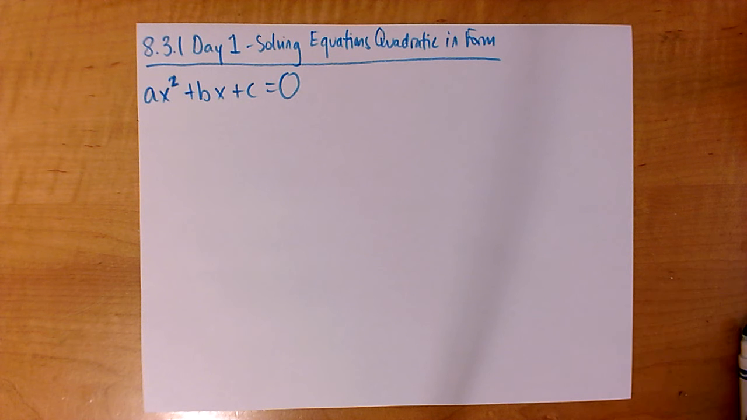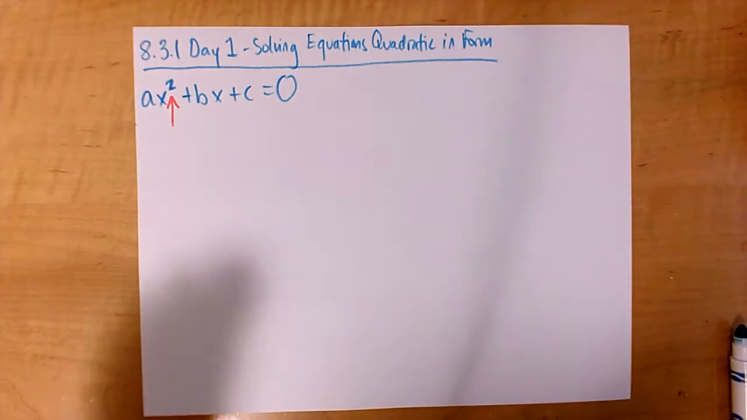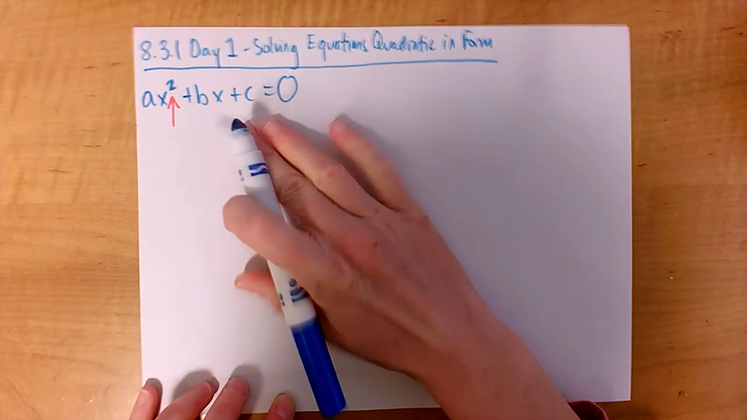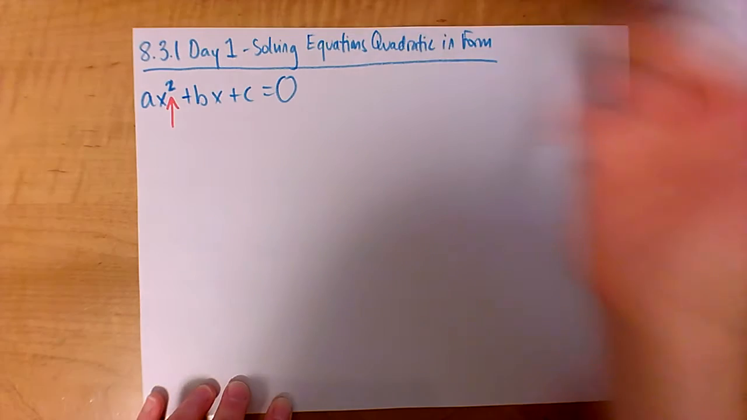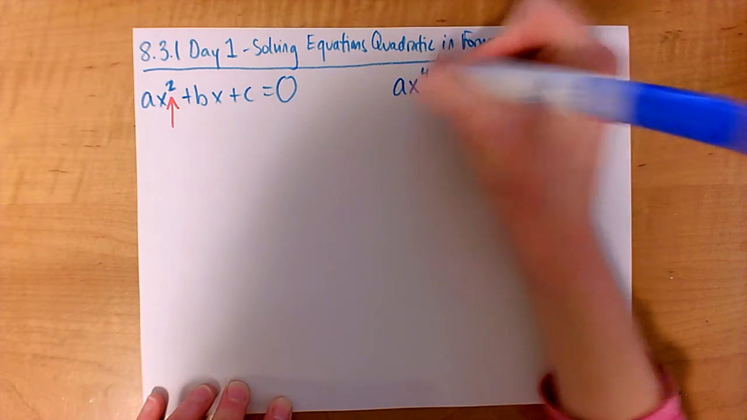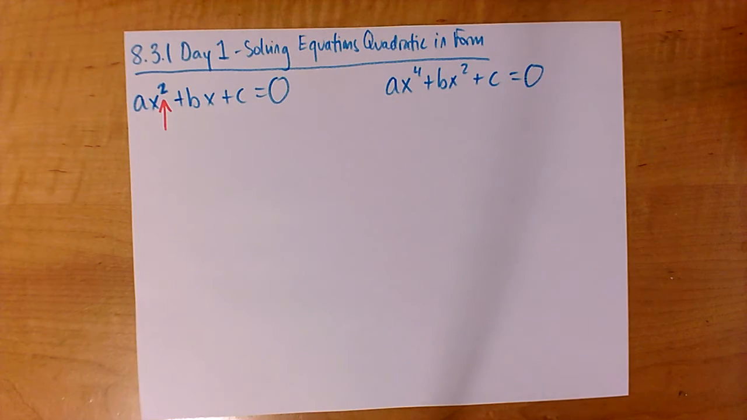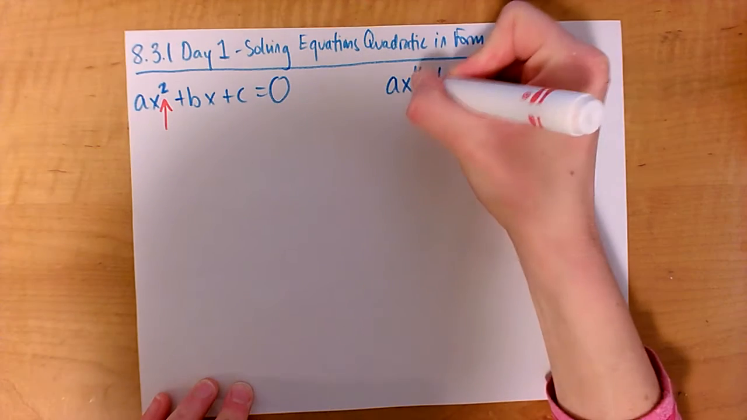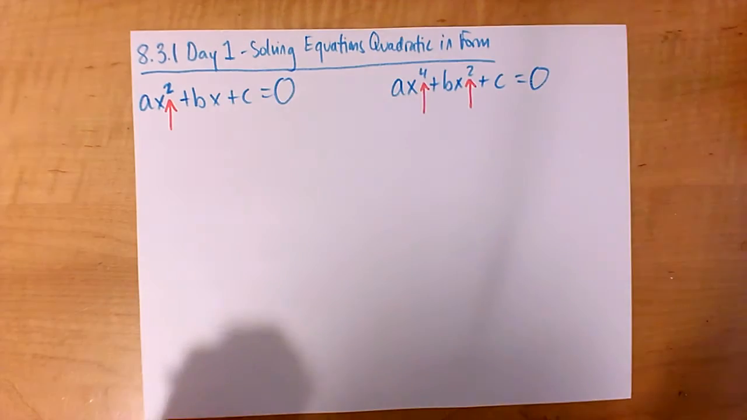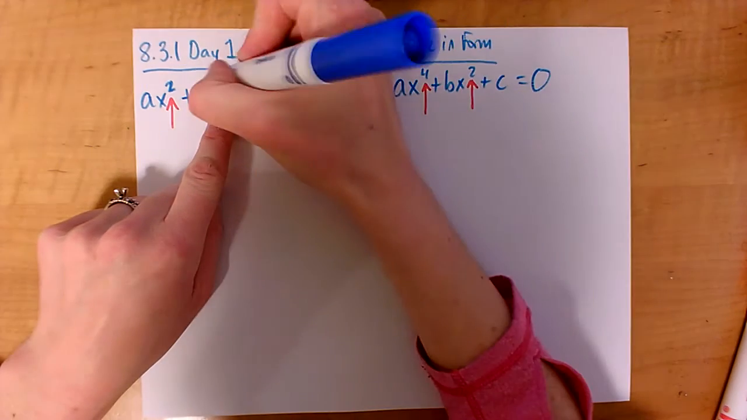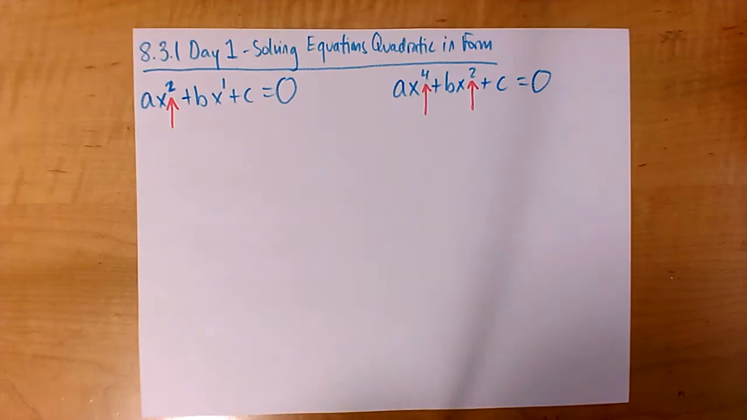The key there is that your greatest exponent is 2, and all of your exponents are going downhill. So this we could say is a real quadratic, and then something that might be a quadratic in form could look like ax to the 4th plus bx squared plus c is 0. Here we've got an exponent of 4 and an exponent of 2. Now you have an exponent on this x right here, you just can't see it. We could say that exponent there is 1.